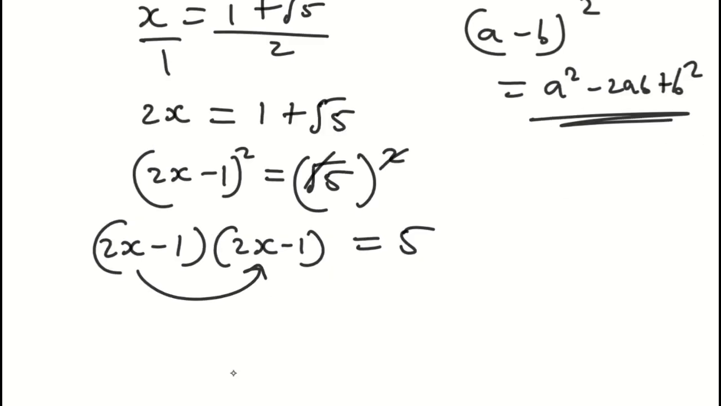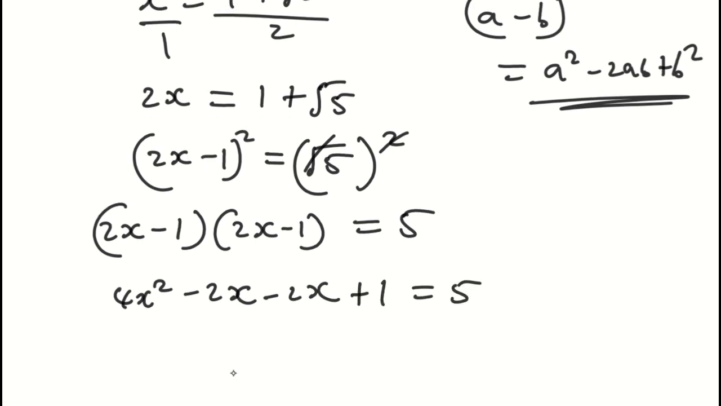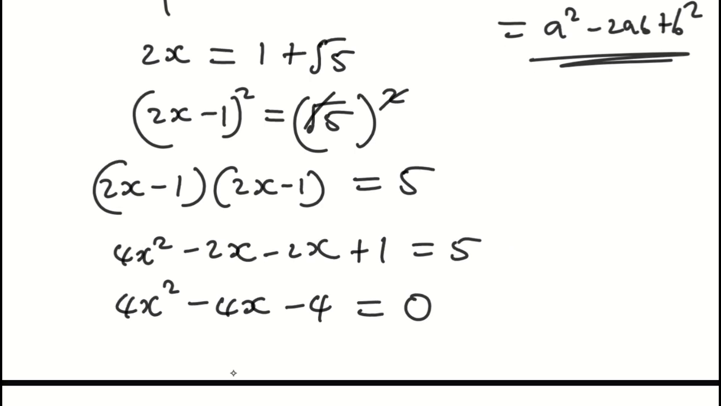Now, what is 2x times 2x? That's 4x squared. What is 2x times negative 1? That's negative 2x. And then negative 1 times 2x is what? Negative 2x. And negative 1 times negative 1 is what? Plus 1, is equal to 5. Okay. So let's move 5 to the left hand side. You're going to have 4x squared minus 2x minus 2x is minus 4x. And 1, if you move 5 over, you have minus 5. 1 minus 5 is minus 4. All is equal to 0.